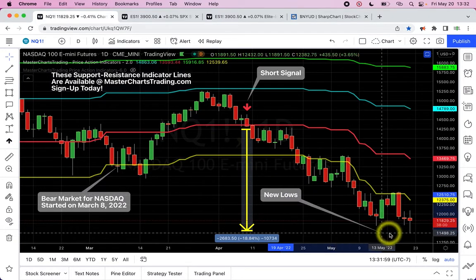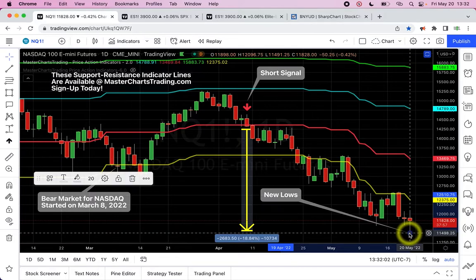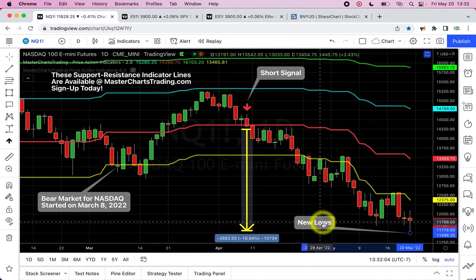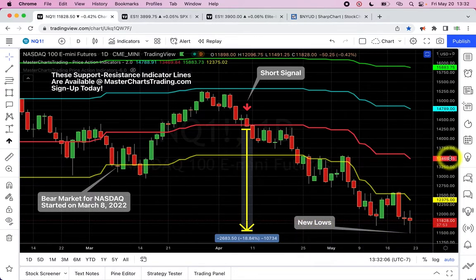Right this instant, again, I'm seeing a potential for a bounce. So we're going to be looking for a potential bounce towards the red line, which is the 13,469 currently.